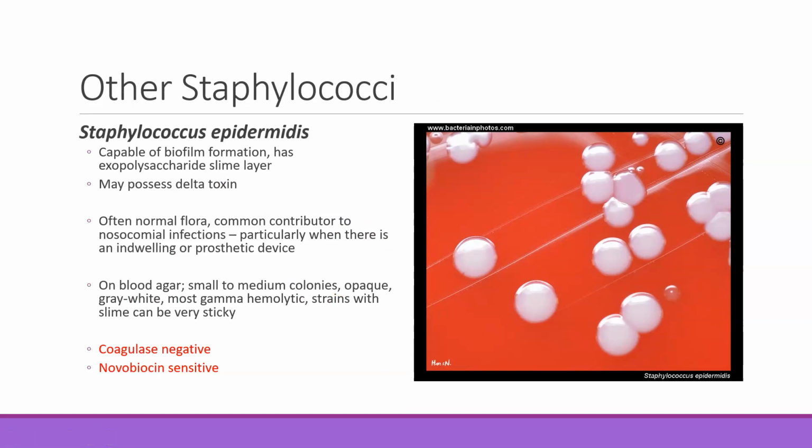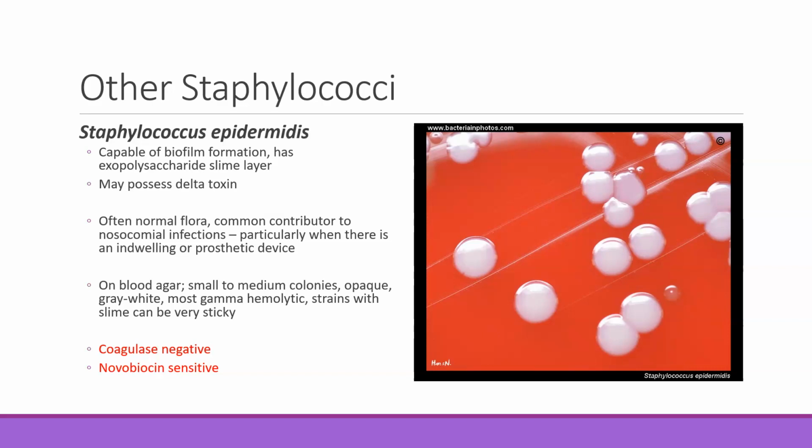All right, let's look at some other Staphylococci. Staphylococcus epidermidis is capable of biofilm formation, which has an exopolysaccharide slime layer. It can also possess something called delta toxin. Most often, Staph epi is found as normal flora, especially on your epidermis, on your skin, but it can cause nosocomial infections, especially if somebody has an indwelling or prosthetic device. So if you have some type of a catheter or something like that, it can cause infections where it normally doesn't, it certainly could.